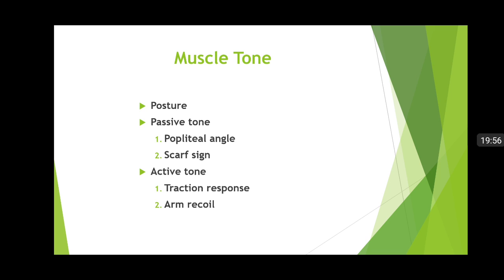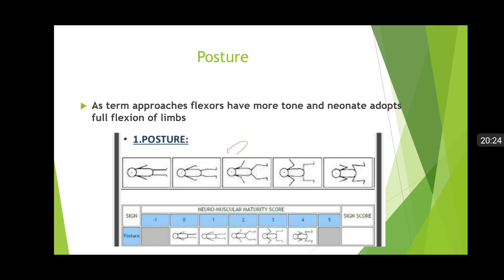In passive tone, there are two basic signs which are scored in Ballard scoring. One is popliteal angle, another one is scarf sign. And in active tone, here also there are two basic signs. One is traction response and another one is arm recoil. We will discuss all these five one by one. First of all, posture.